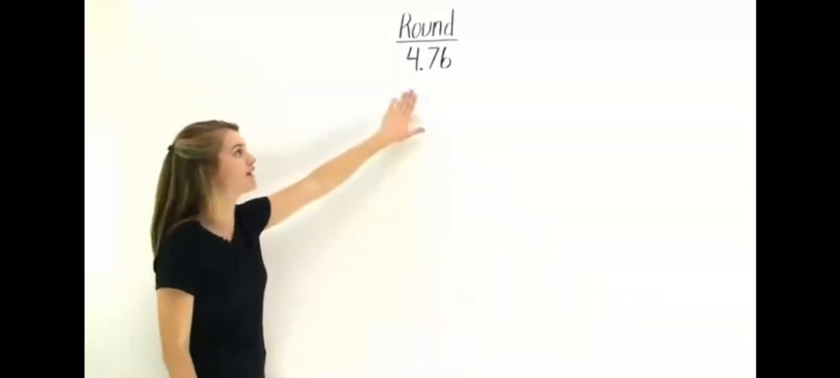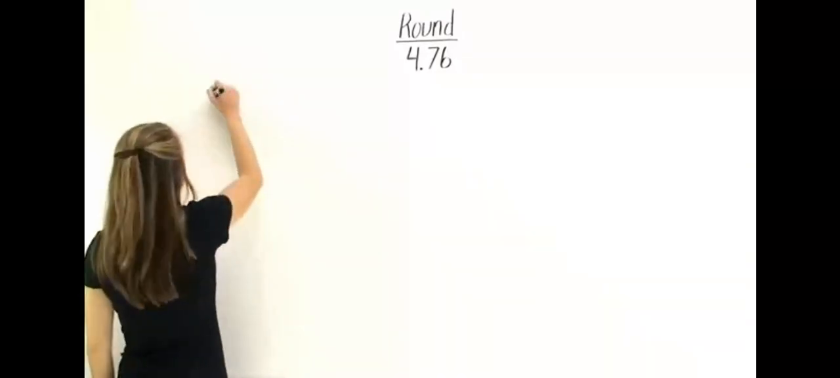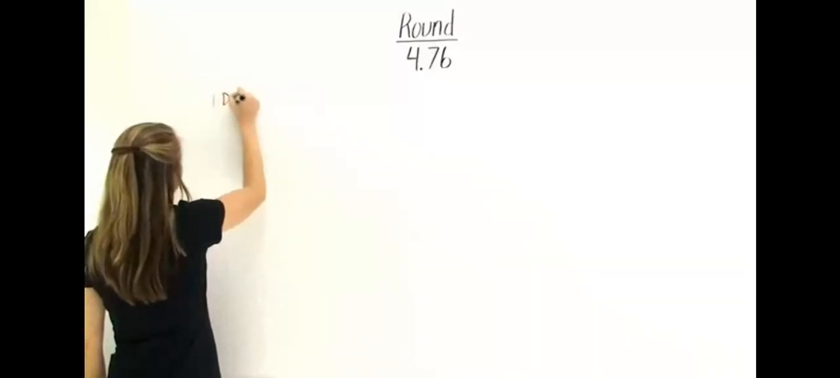Using a number line, round the number 4 and 76 hundredths to the nearest whole number and the nearest tenth. Well, sometimes just by looking at a decimal like this, it's hard to tell how to round that number. Instead, let's get a better idea of what this number looks like in comparison to other numbers, and let's do that by drawing this number on what is called a number line.